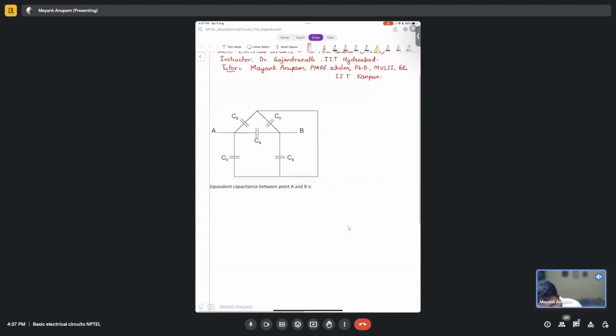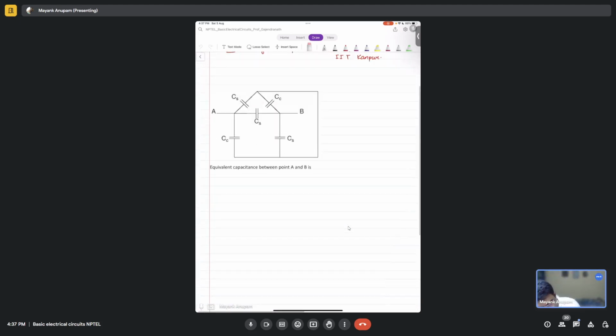Okay. So this is problem 1. So tell me, what is the equivalent capacitance between node A and B? Terminal A and B. What is the equivalent capacitance?